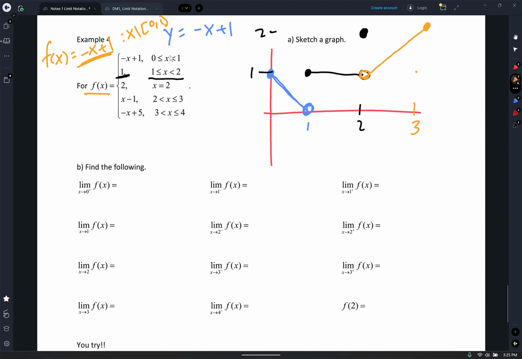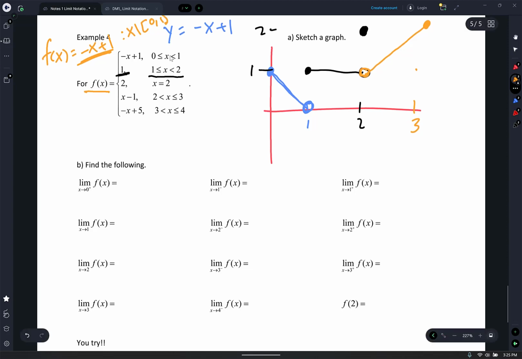I just plugged in the number 2 to see where my y value was. I saw that it did not equal, so open circle. At 3, I plugged in my x value of 3. 3 minus 1 is 2. That's my y value. And I put a closed circle at (3, 2), and then I connected the line because I know it's linear. We okay?